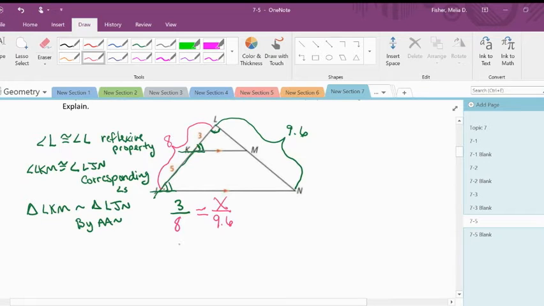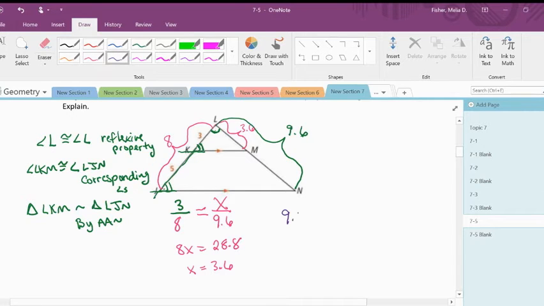8 times x is 8x, and 3 times 9.6 is 28.8. Since we're already dealing with decimals, we're going to continue dealing with decimals. Dividing both sides by 8, we get 3.6. So the length of LM right here is 3.6.